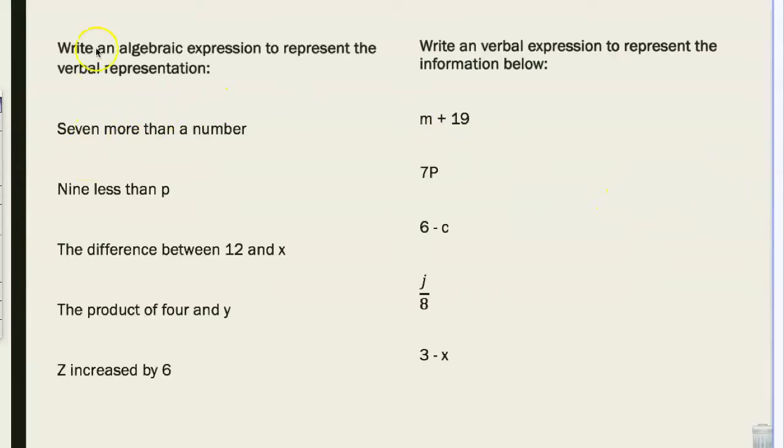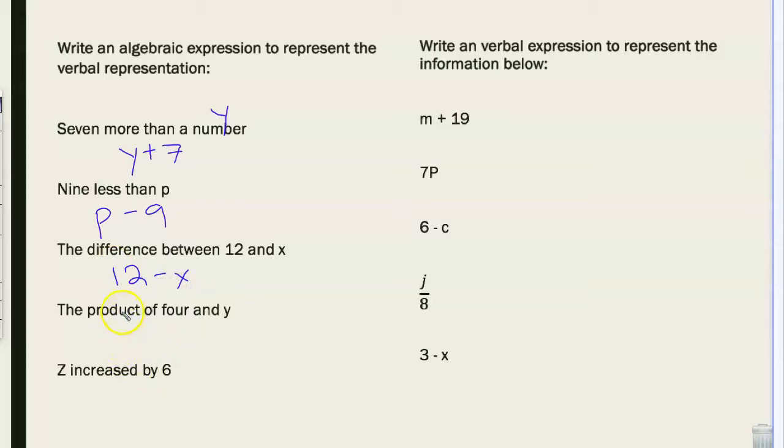Moving on. So, write an algebraic expression. An example would be x plus 2 to represent the verbal representation. So, 7 more than a number. I don't know what number. I'm just going to use y. So that would be y plus 7. Okay? 9 less than p. That would be p minus 9. The difference between 12 and x, difference means subtraction. So that would be 12 minus x.